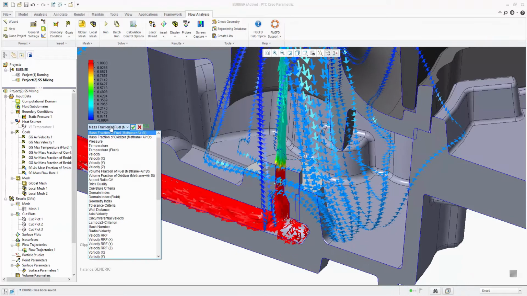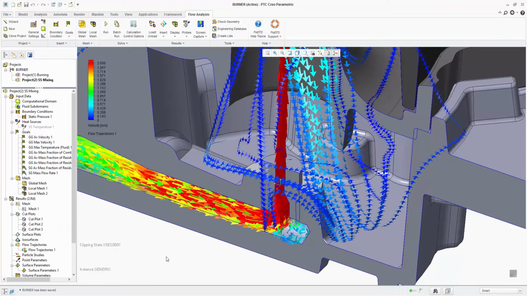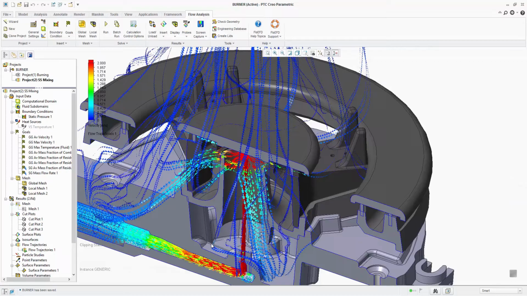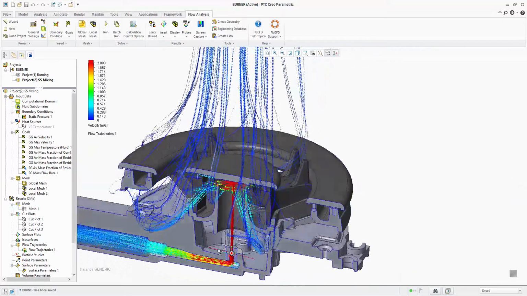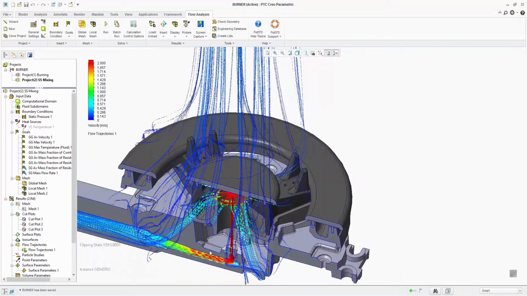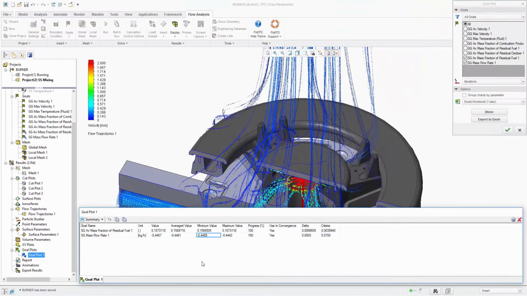The whole purpose of this steady-state mixing analysis is to determine the flow rate of the mixture leaving the ring outlets and what the average fuel concentration is. This is determined by interrogating the surface goals on the outlet. We can see a total mass flow rate of 0.4467 kg per hour at 15.7% methane by mass.